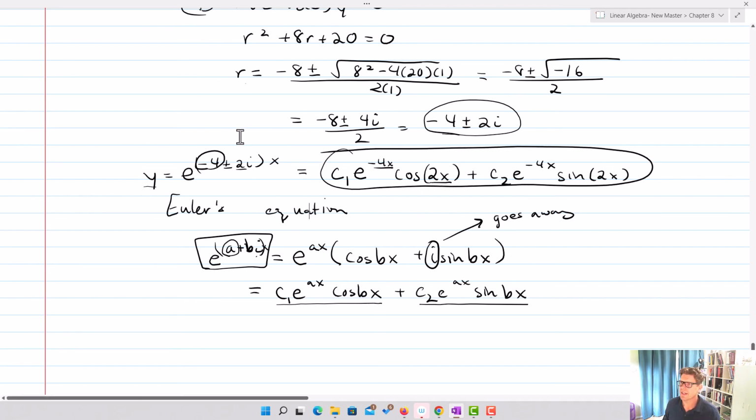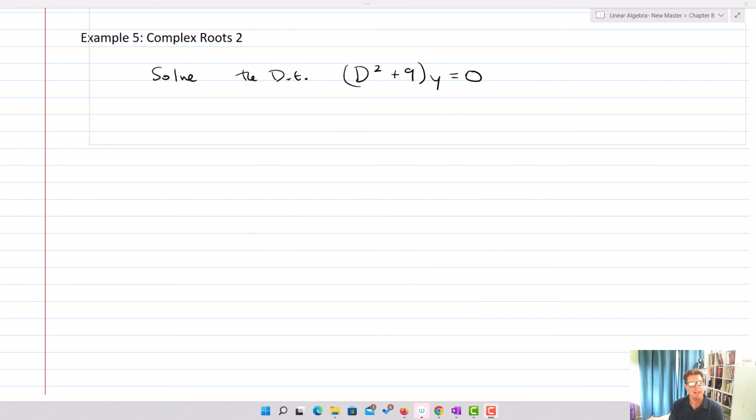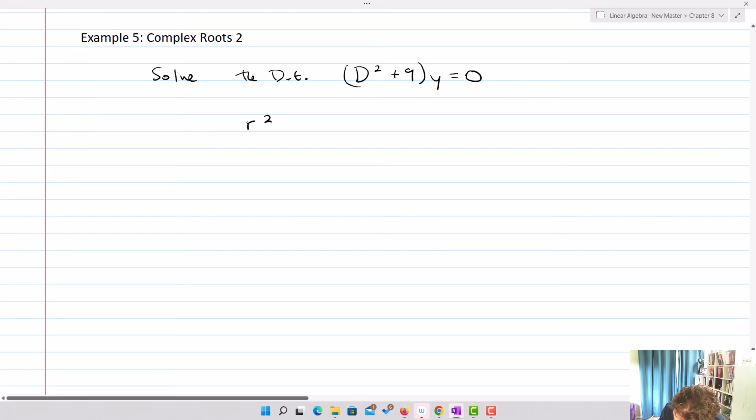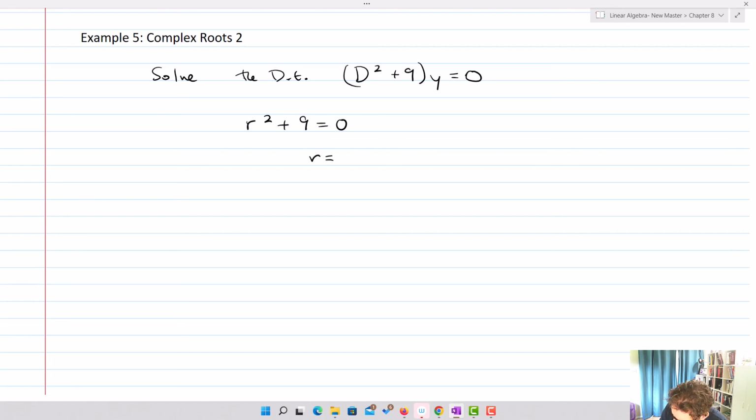Let's take a look at another example with complex roots. We want to solve the DE (D^2 + 9)y = 0. My auxiliary equation becomes r^2 + 9 = 0, and so we get r equals plus or minus 3i when we solve. Now, you'll notice that this is going to end up being e.